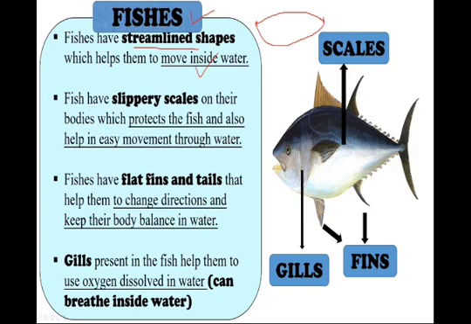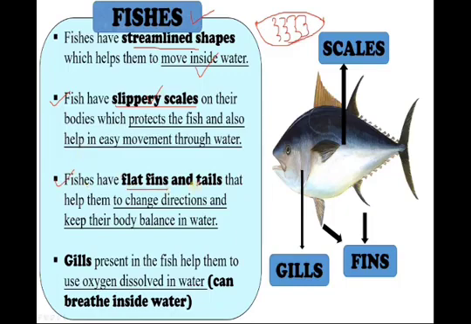And fish have slippery scales. That is the second adaptation of fish. Slippery scales means what? The scales will protect the fish. Look here, this is the scale structure. Actually this will protect the fish and also help in easy movement through water because of this slippery scale on their body.